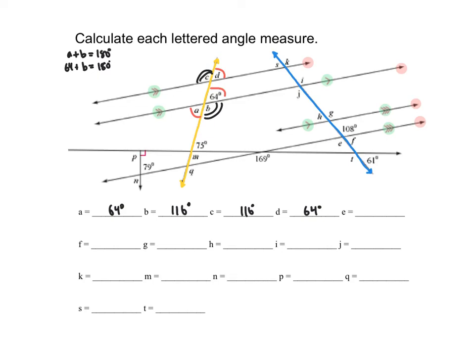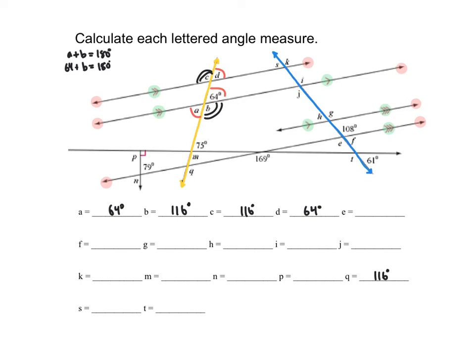Now notice down below that this line, and I'm pointing at this line, is also parallel to these two lines. Therefore, Q right here is actually a corresponding angle with B. You can see it right there. These two lines are parallel, and Q and B are on the same side of the transversal. Therefore, Q will also be 116.